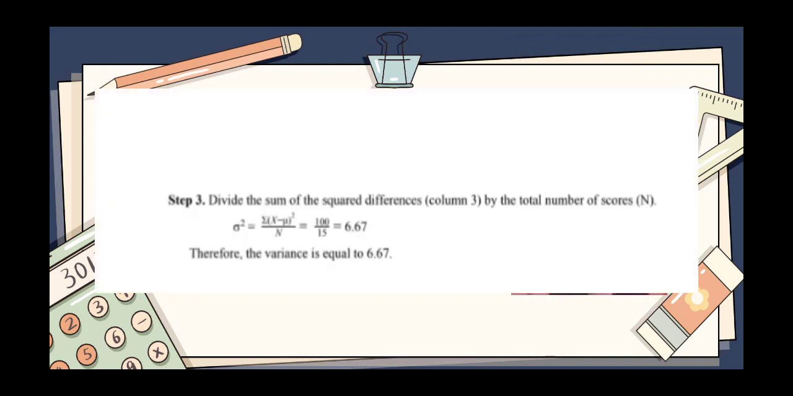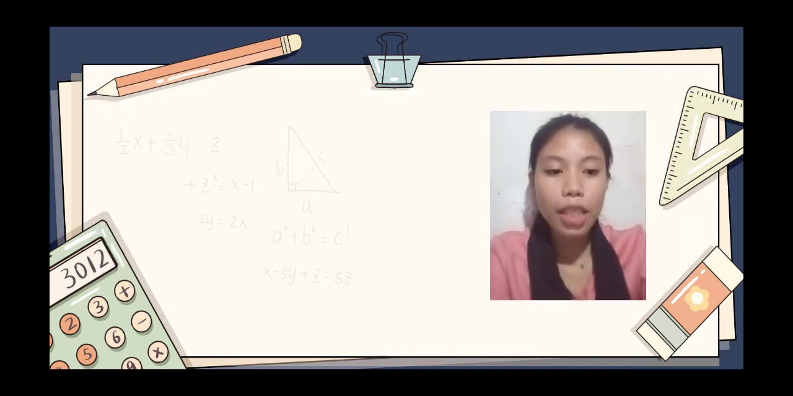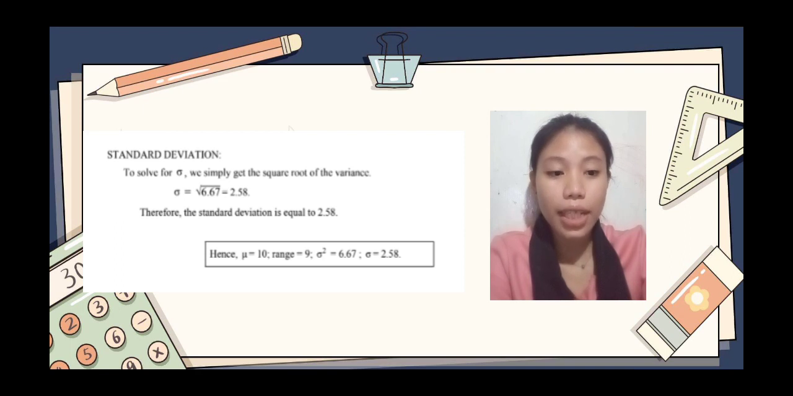Let's proceed to step 3. In step 3, divide the sum of the squared differences, which is column 3, by the total number of scores. As you can see on the slide, there is a formula. Sigma squared equals the sum of (x minus mu) squared over N equals 100 over 15. So 100 divided by 15 equals 6.67. Therefore, the variance is equal to 6.67.